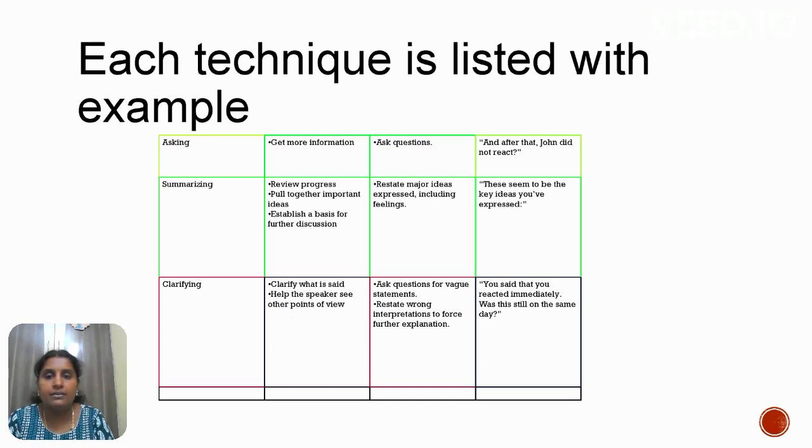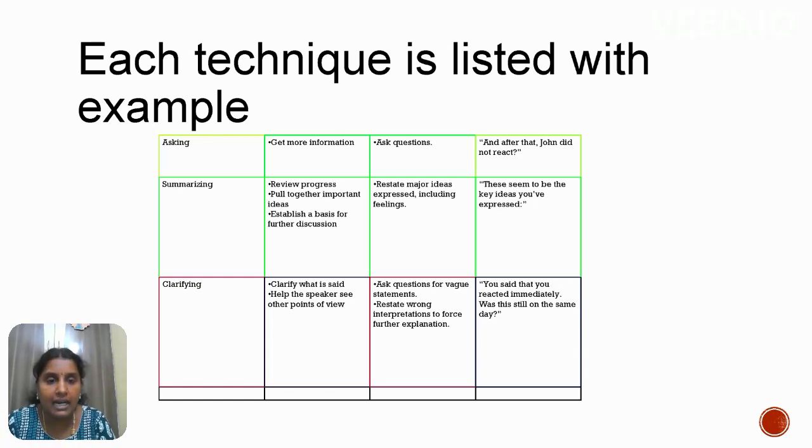Here, asking. When we ask something, it means that we are getting information. To ask a question also shows that you are seeking information, and you definitely get information by asking questions. Next comes summarizing. Review progress, pull together important ideas, establish a basis for further discussion. Also restate major ideas and express your feelings.